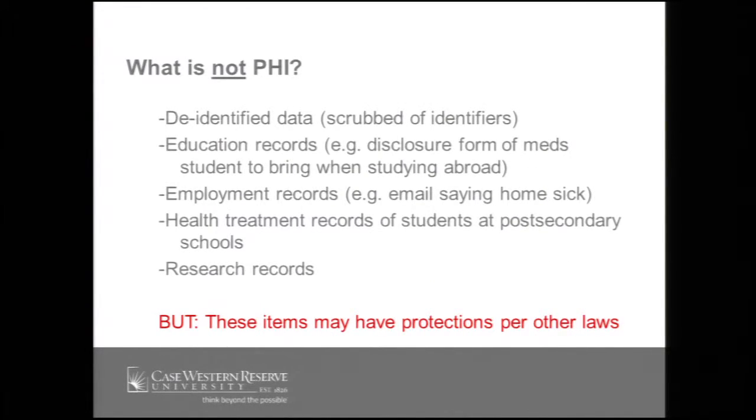Obviously, not everything is PHI, and we'll talk about some of those things right now. First off, de-identified data. This is information that doesn't actually identify an individual. This can include something that originally was PHI, but it's been redacted, the identifiers have been scrubbed.